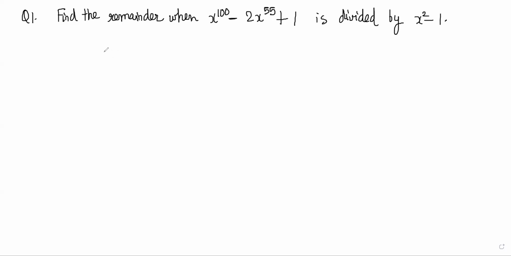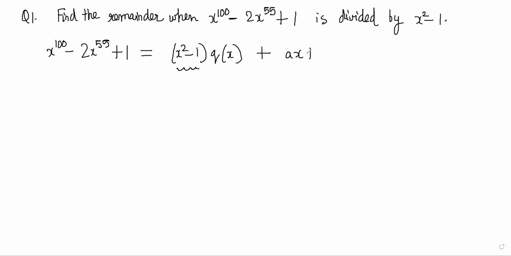Pretty simple question. We have to use the division algorithm. We'll say x^100 minus 2x^55 plus 1 must be equal to (x^2 minus 1) times q(x). And since x^2 minus 1 was the divisor, my remainder must be a linear polynomial because this has degree 2. So we can say it is ax plus b, right?